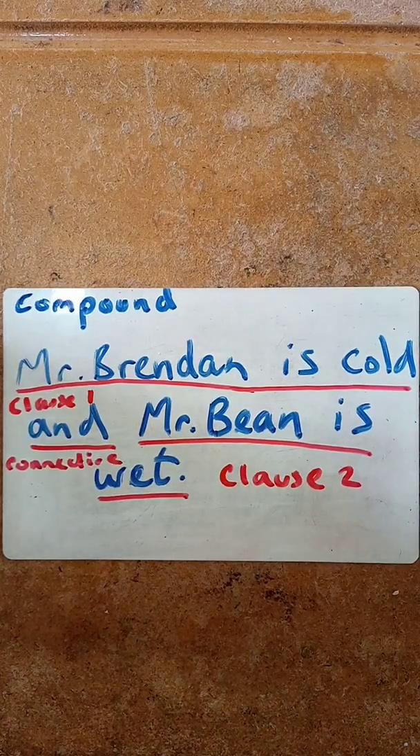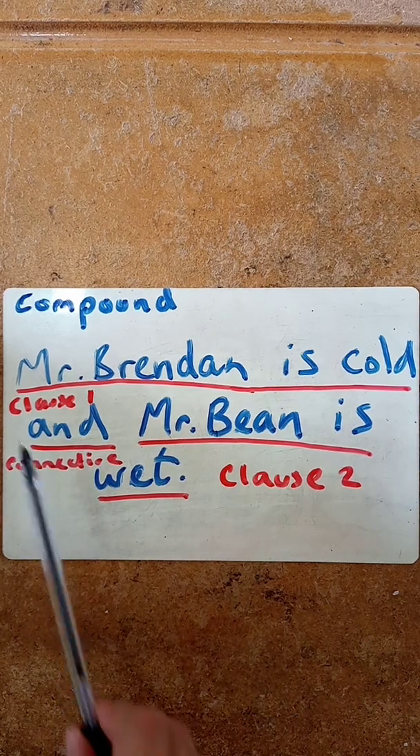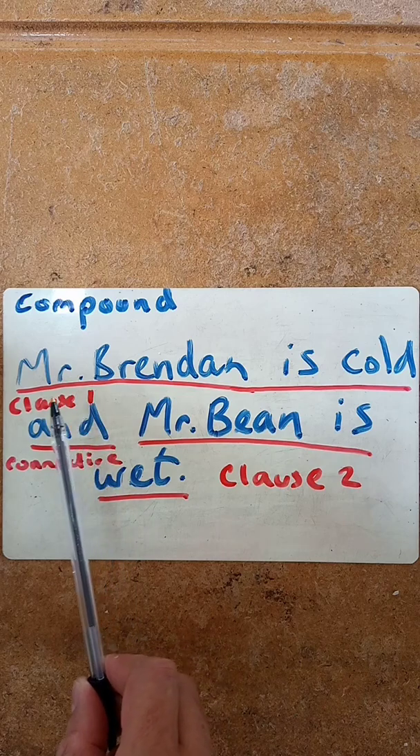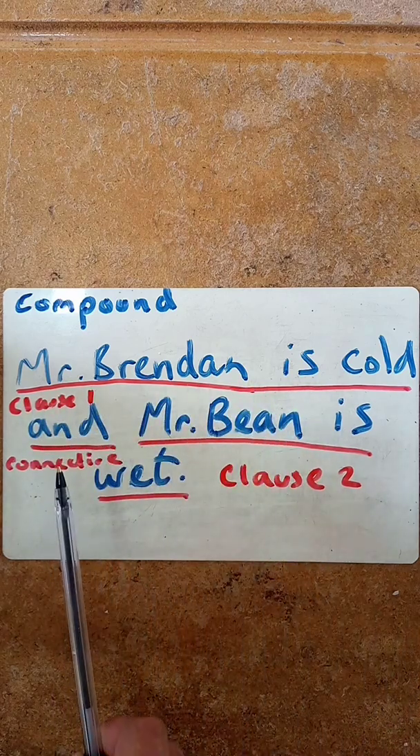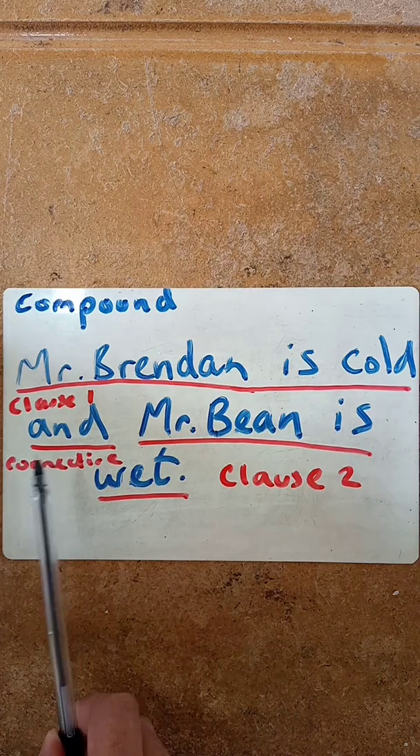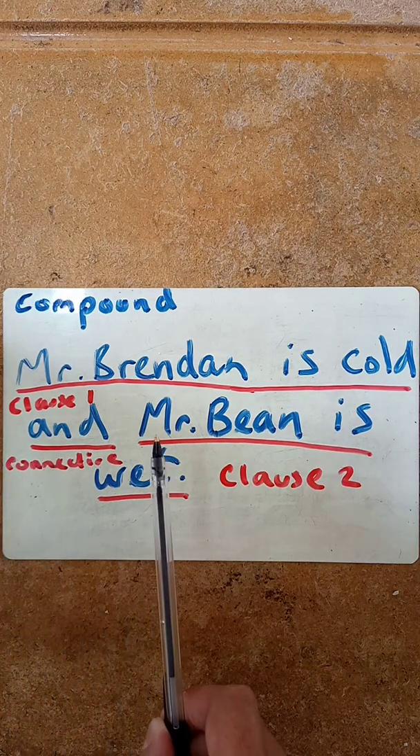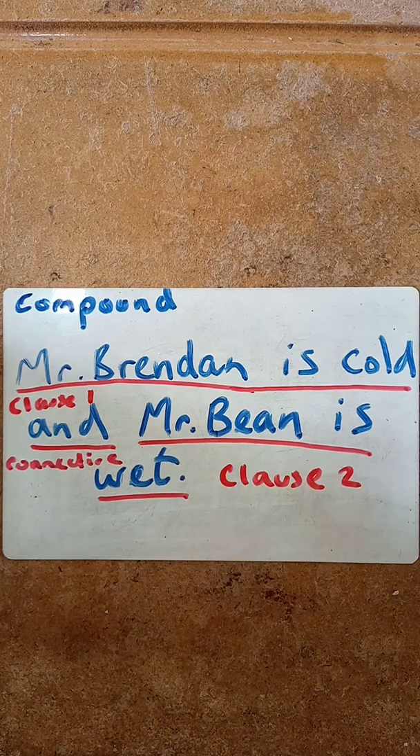So here we've upgraded that simple sentence into a compound sentence. Mr. Brendan is cold and Mr. Bean is wet. So we have clause 1, the first idea or piece of information. Mr. Brendan is cold. We have a connective, and the second clause, or second piece of information, Mr. Bean is wet. So compound sentence, Mr. Brendan is cold and Mr. Bean is wet.